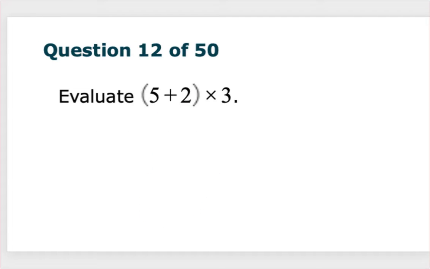Evaluate 5 plus 2 times 3. Now, addition usually comes after multiplication. However, this addition is inside of a parenthesis, so we have to do it first. Parentheses come before the other thing. So 7 times 3 is 21.